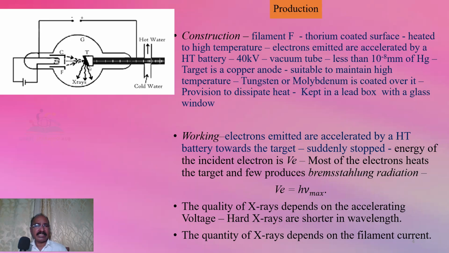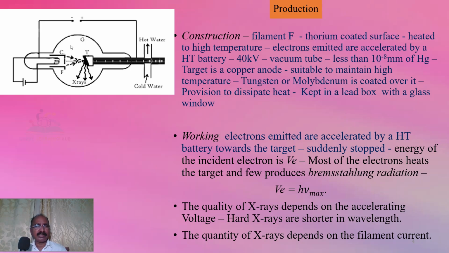Why have we taken the copper coated material? Because copper will withstand very high temperature, and this copper anode is coated with tungsten or molybdenum material. And to remove the heat, provisions are made here. The cold water will circulate around this copper target and hot water will come out. Therefore, in this manner, the heat produced in the collision will be removed.